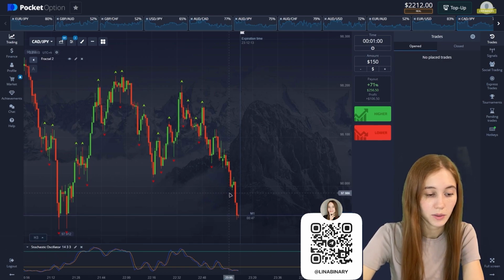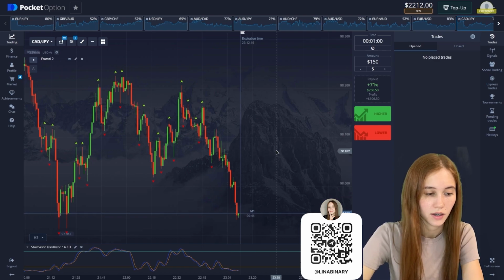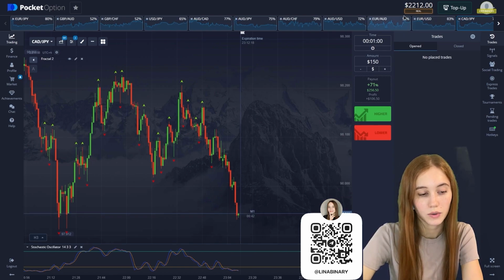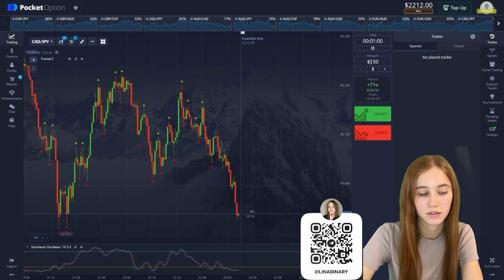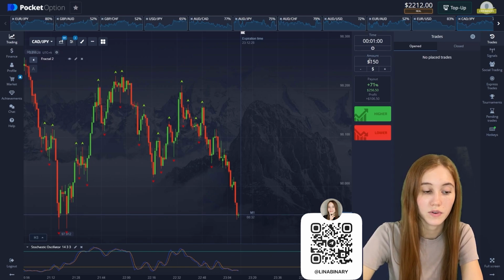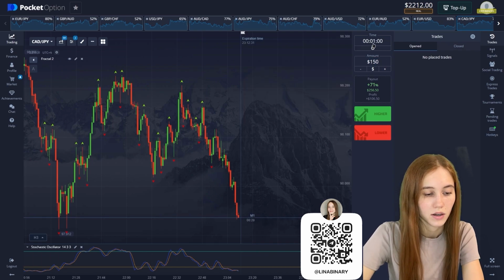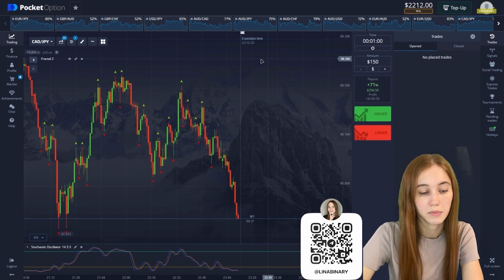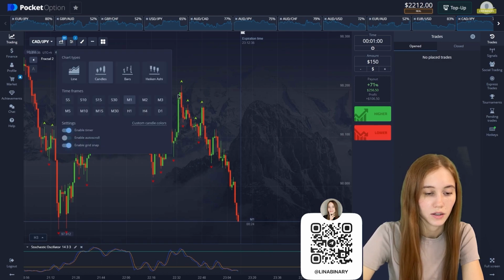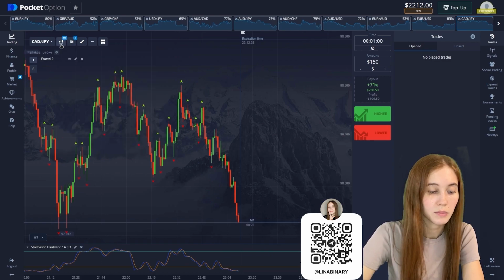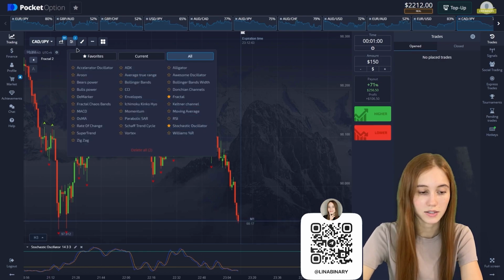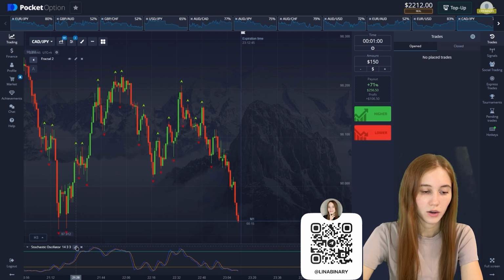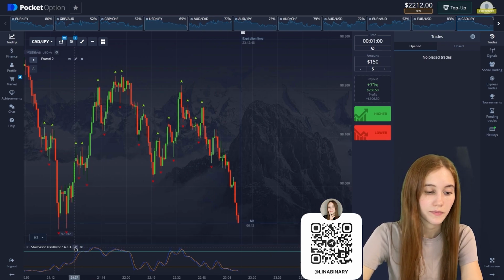So let's sum it up. We started with a balance of $1,000. Now it's more than $2,000. The amount of deal is exactly $150. Deals take minutes, 1 minute. Therefore, the settings are the minute time frame and candles. Today we traded using 2 indicators, fractal and stochastic. I talked about how they work at the beginning of the video.